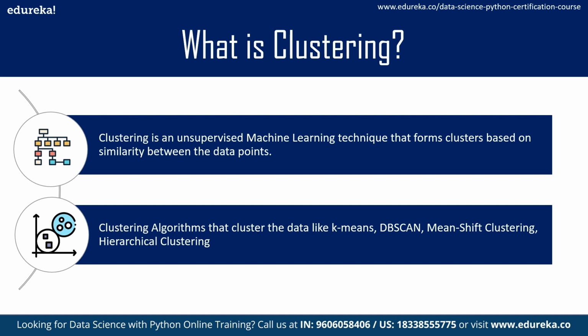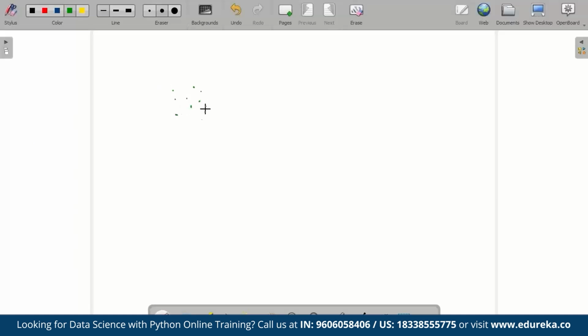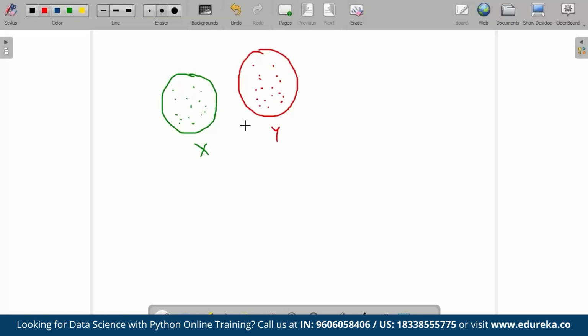So now let us understand what clustering really is. Suppose I have some data points and I make a cluster of these data points and name it X. And I have another set of data points from my data, which I cluster into another cluster named Y. Understand one thing very clearly: the data points in a cluster are similar based on certain similarities. So I can say that this data point and this data point have some similarity. Similarly, in cluster Y, these data points share some similarity. But the data points in cluster X and in cluster Y are different based on certain dissimilarity. So we form clusters based on certain similarity and certain dissimilarity.